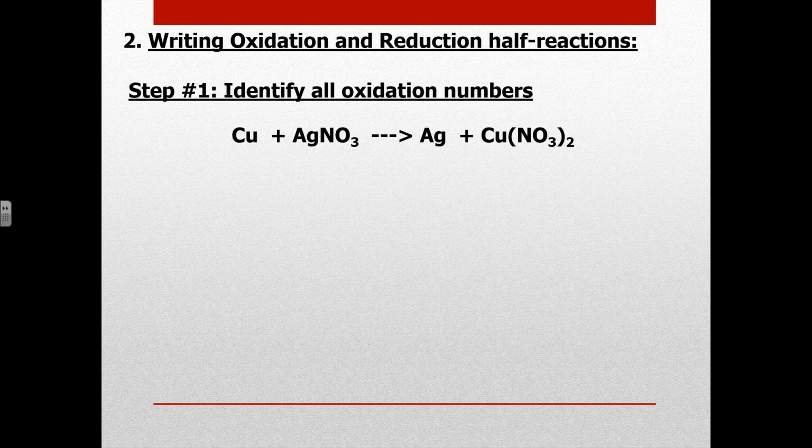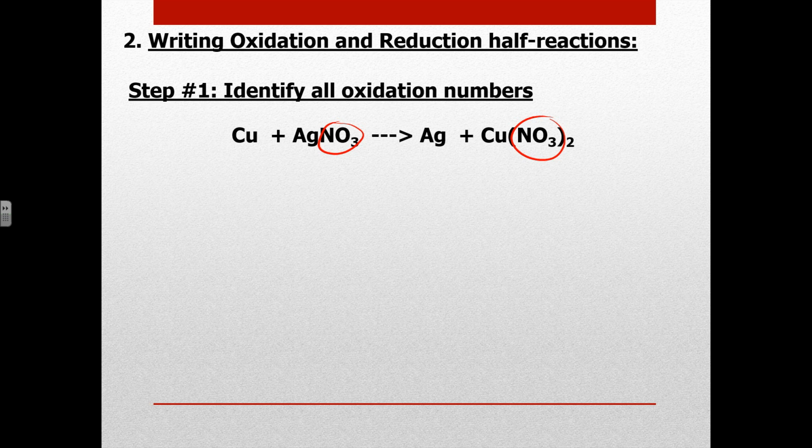So in order to do that, the first thing that you need to do is go through and write the charges for all of the elements in the compound. Now, one thing that's kind of nice is that if you have a nitrate on both sides and the polyatomic ion does not change at all, then you can ignore it, because you know that the charges of the elements involved in the polyatomic ion must not have changed.